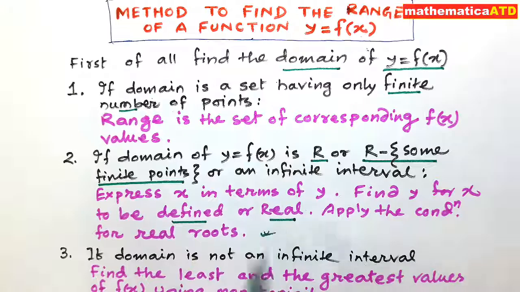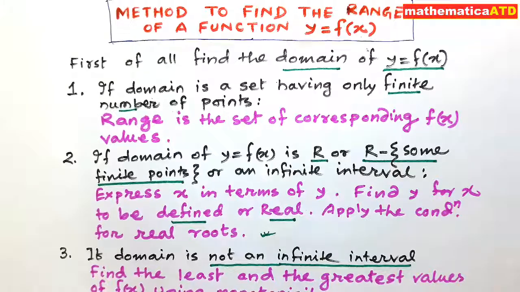Next, the third point is, if the domain is not an infinite interval, in this case find the least and greatest values of f(x) using monotonicity. What is monotonicity? The method and the facts are discussed in the previous video. Please visit the previous video. The links are given in the description.